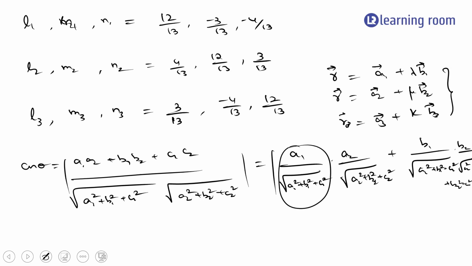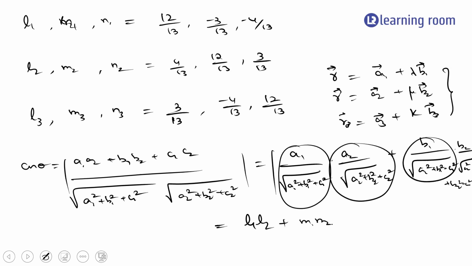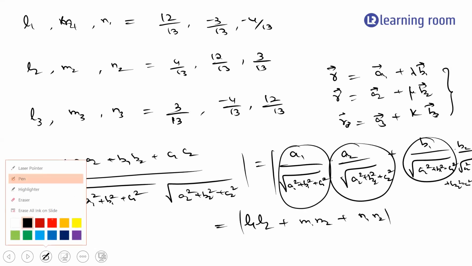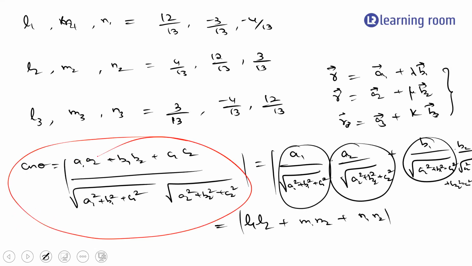That is cos alpha. L1, and this is L2, M1, M2, plus N1, N2. So what we are able to understand is that when direction cosines are given, you can directly use this formula. So what you need to do is just multiply the respective direction cosines, and if the sum of all those values comes out to be 0, then they are perpendicular.